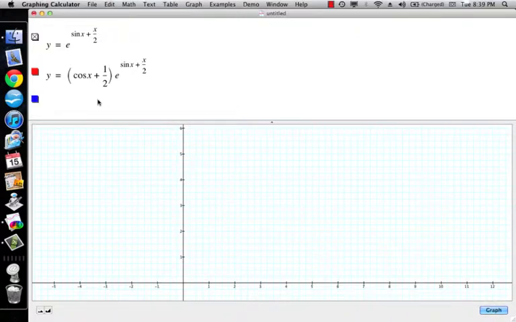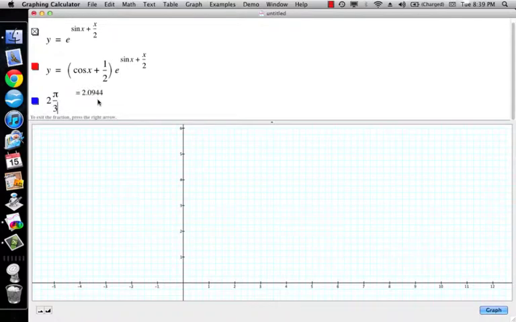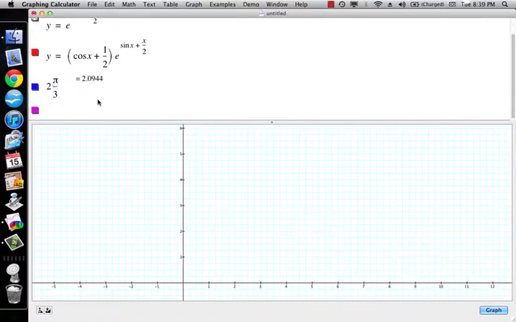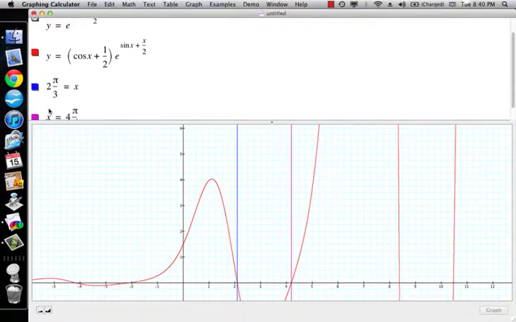It should be 2 pi over 3, and it should also be 4 pi over 3. So let's do x equals 2 pi over 3 and 4 pi over 3. And there you go.